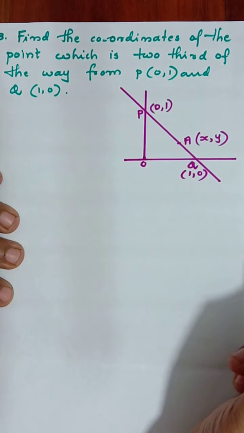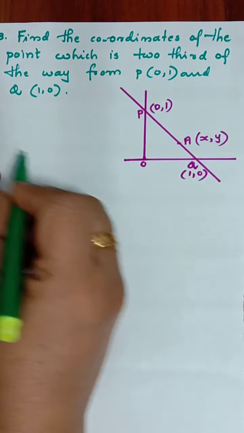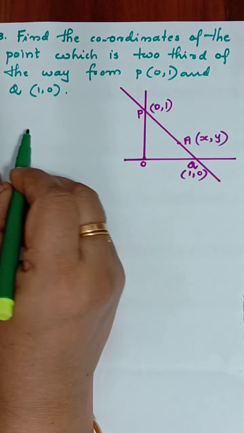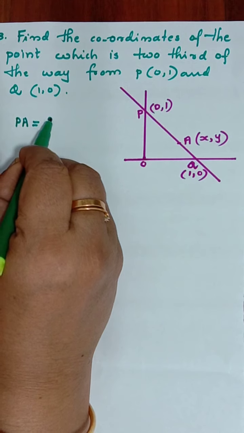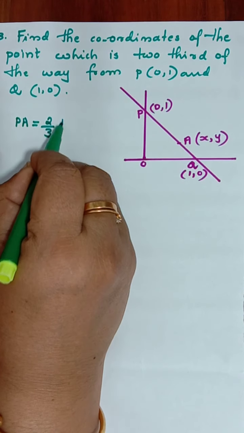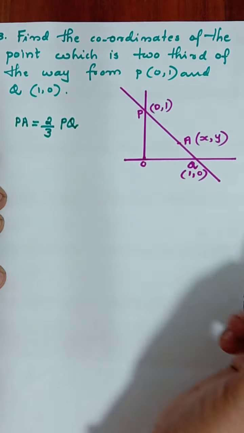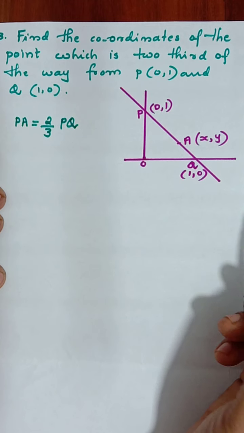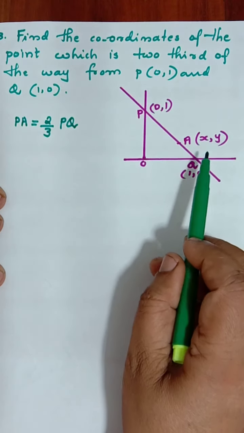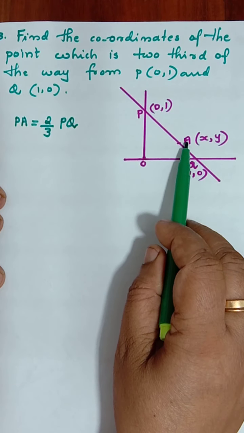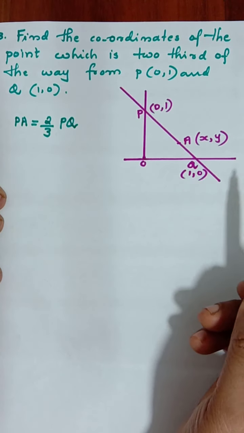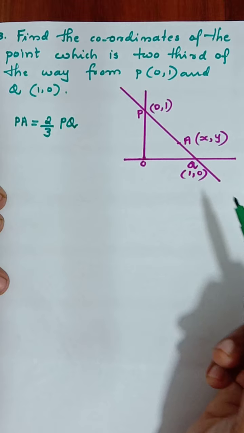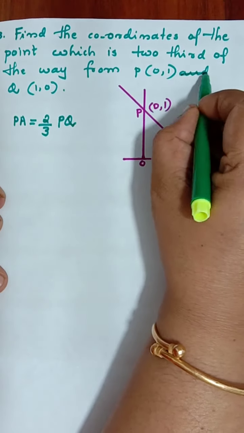From P to Q, when we move, this point A(x,y) is 2/3 of PQ. That is the meaning. So how do we represent that? That is a clue given to us. Here our PA length is 2/3 of PQ. That is what they have given to us. While reading, you should understand the coordinate of the point which is 2/3 of the way from P to Q.